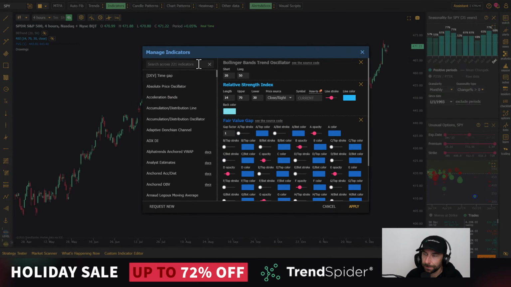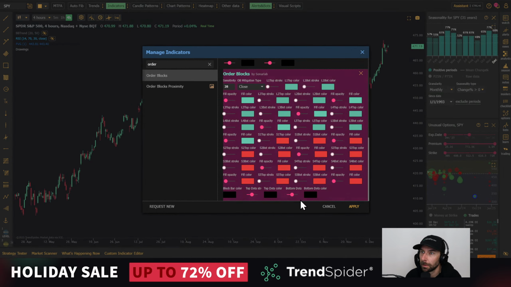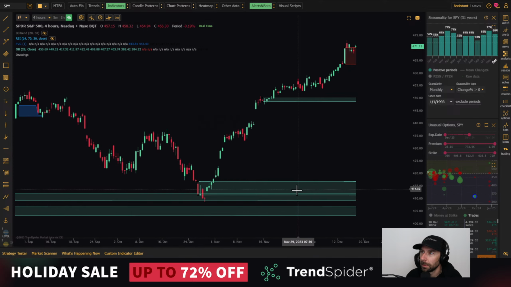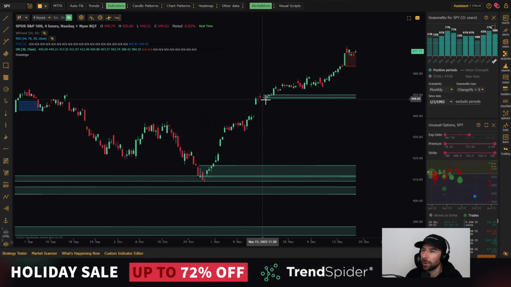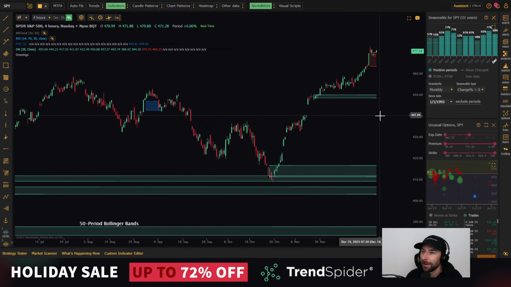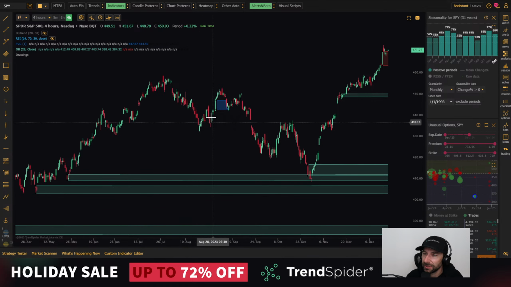Order blocks. Kind of a similar idea. Looking for order blocks, look for the last candle of whatever color in the direction that it prints. So if you're in a downtrend, the last red candle before it reverses, it's going to print the order block there. If you're in an uptrend, the last green candle before it reverses, you're going to get the order block there. That's kind of the story behind those.